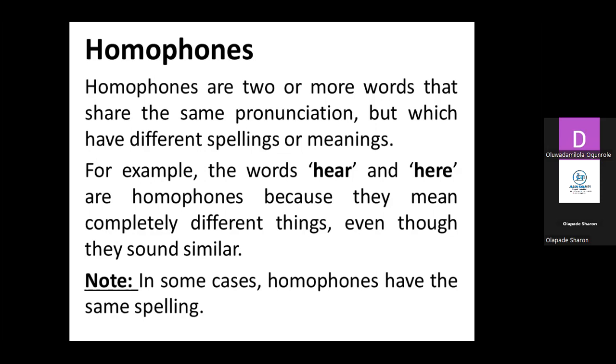So as we have in the example we are given, homophones are words with same pronunciation but different spelling or meanings. And in some cases, homophones may have the same spelling, but one thing is that they will have the same pronunciation but have different meanings. So pay attention to that. So we can say, simply put, homophones are same sounds, different spellings, or different meanings.